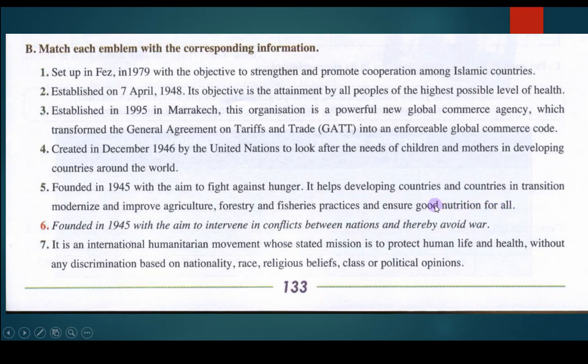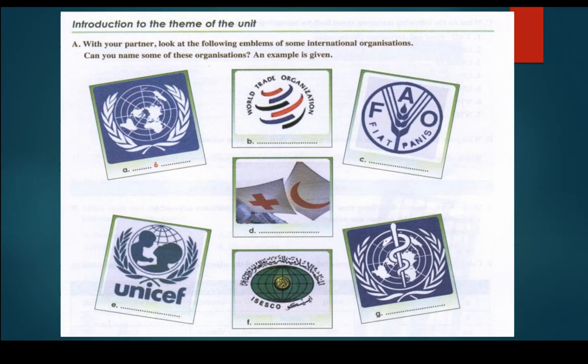So, which emblem, which organization, شنو هو الشعار، شكون هي المنظمة؟ Of course, C. Okay. FAO, Food and Agriculture Organization. منظمة الزراعة والتغذية.